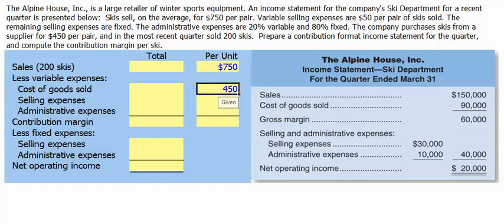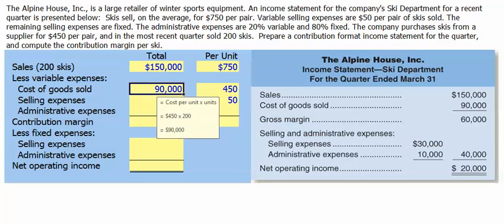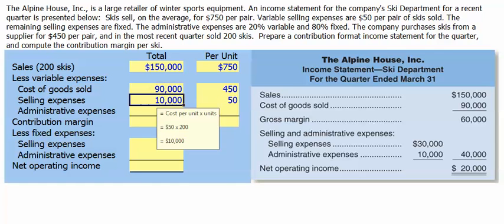Let's begin by picking up our total sales revenue, which was given as $150,000, or we could calculate it by multiplying the $750 per unit selling price by our 200 skis. Our cost of goods sold will be our $450 per unit cost multiplied by our 200 skis for a total cost of goods sold of $90,000. Our selling expenses will be $10,000. This is our $50 cost per unit multiplied by our 200 skis.